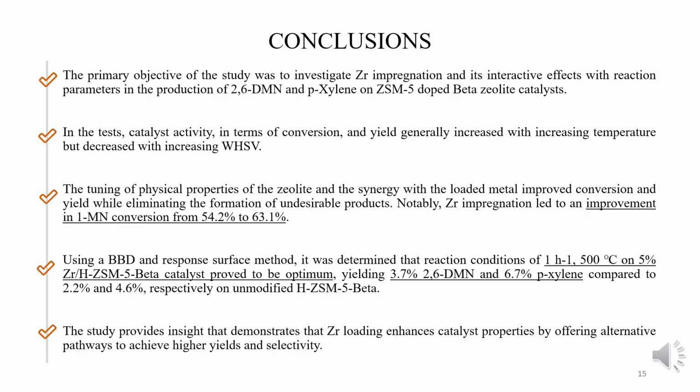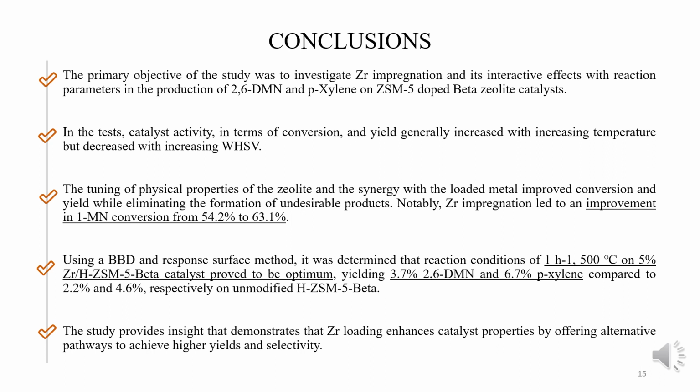To conclude the presentation, this research began with an attempt to investigate the effect of zirconium impregnation and its interaction with reaction parameters in the production of 2,6-dimethyl-naphthalene and p-xylene on ZSM-5 doped beta zeolite catalysts. Through the catalytic experiment, it was observed that catalyst activity, measured in terms of conversion and yield, generally increased with increasing temperature but decreased with higher space velocity. The strategic tuning of the properties of the zeolite and its synergy with the loaded metal played a pivotal role in enhancing conversion and yield, while effectively preventing the formation of undesirable products.